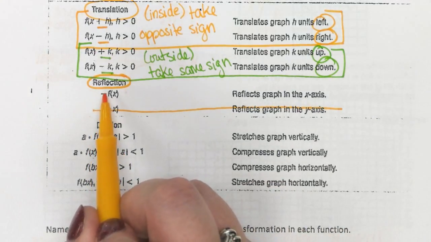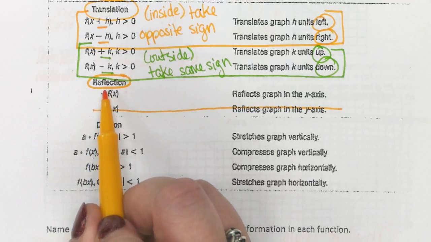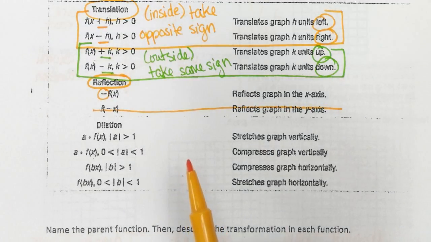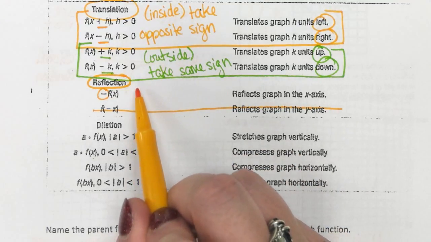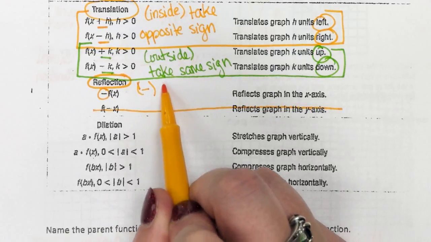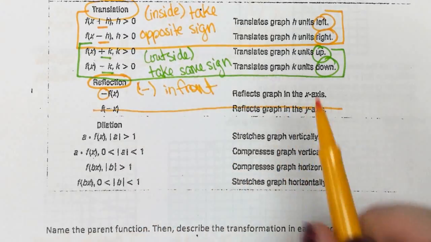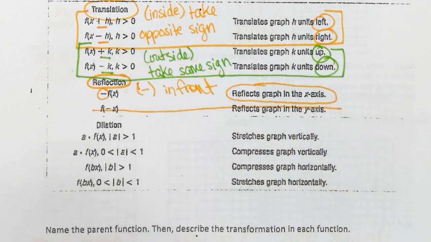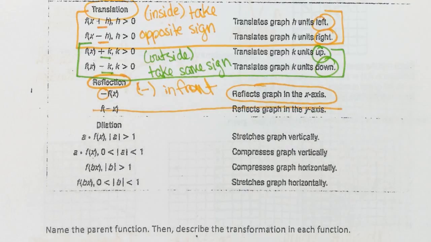Alright, so let's look at this. If we have a reflection, we know we have a reflection because we have this negative sign where? Outside where? Where's it at? In the front. There you go. So we have a negative in front. And where does that tell us that it's going to reflect? The x-axis. It's very important to know these rules, because if you don't know these rules when you get to pre-calc, it's going to be very, very difficult because they're going to build off these same rules, okay?